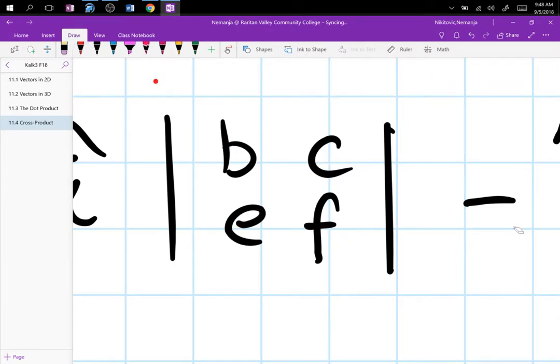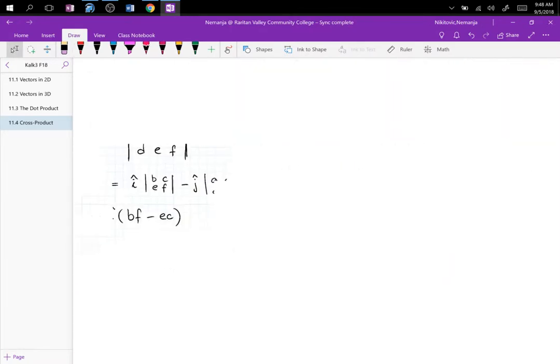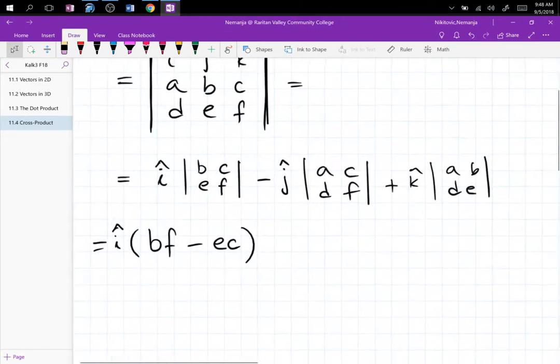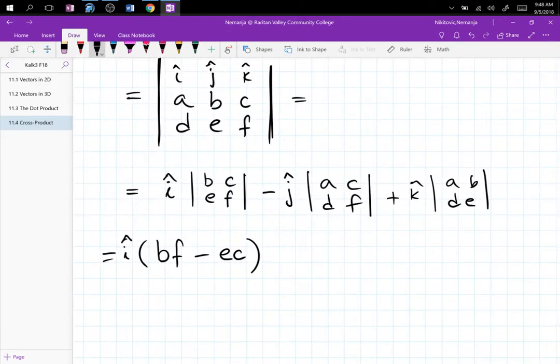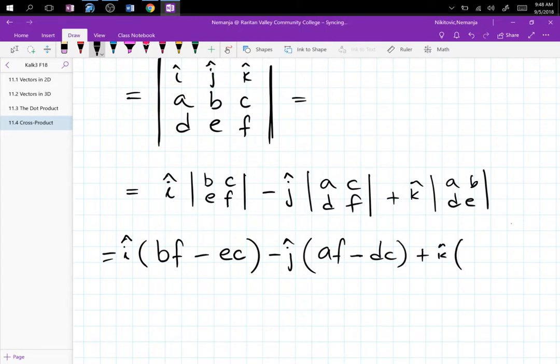So now you follow that pattern for the others. Minus J, A times F minus D times C, plus K, A times E minus D times B. And that's that.